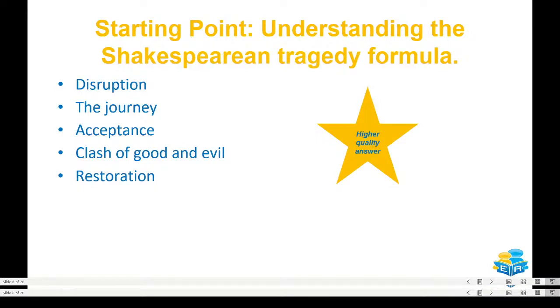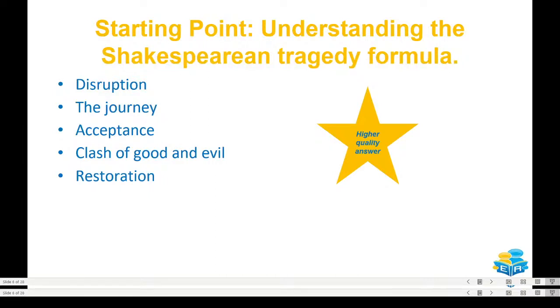Okay, the acceptance: the character accepts their destiny, accepts this is their life now, this is what they have to do. It comes quite late for Lear, but it has to happen. And then you're nearing the end of the play, the clash of good versus evil. So again, think of Luke Skywalker versus Darth Vader, whatever. It's that very Shakespearean thing.